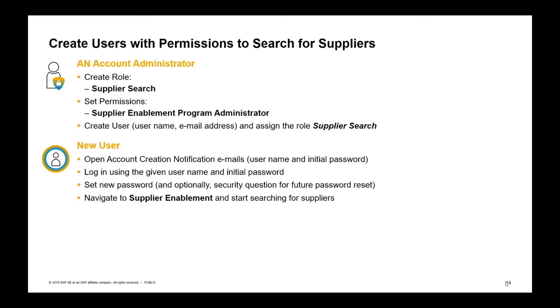The new user then receives two email notifications containing username and a new password. On the first login, the user is requested to change the password and set a new security question for future password reset. After this, the user is able to navigate to the supplier enablement area and start searching for the suppliers.